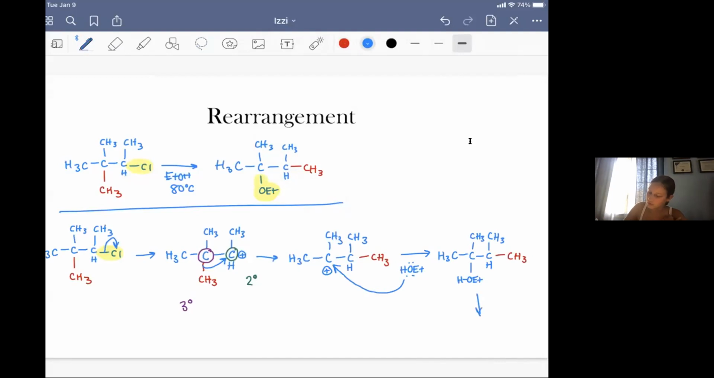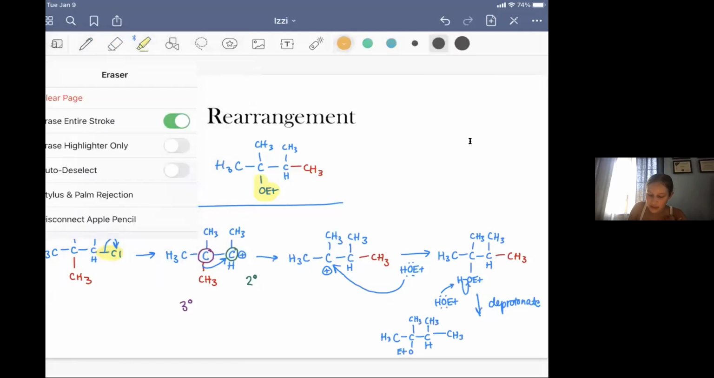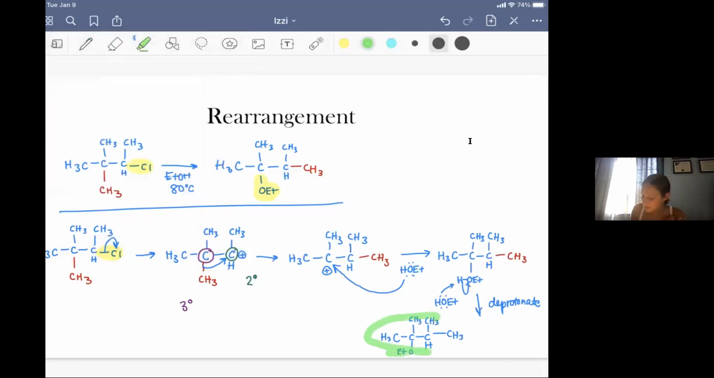And we're just going to undergo a deprotonation step with another molecule of ethanol. So it's going to take this hydrogen. And the product that we end up with, sorry that it's so tiny on the bottom, but this is essentially what we get. Does anyone have any questions on rearrangements?